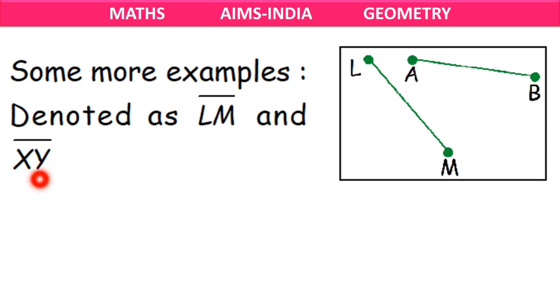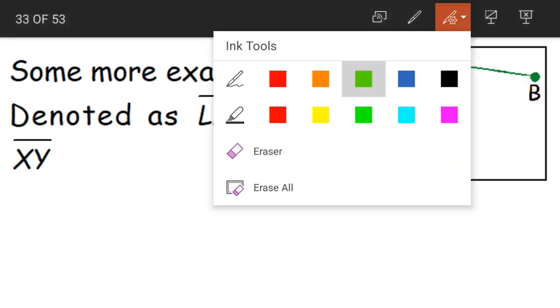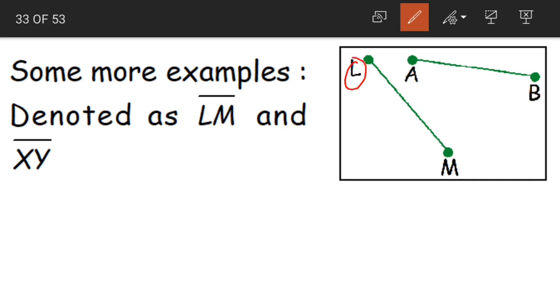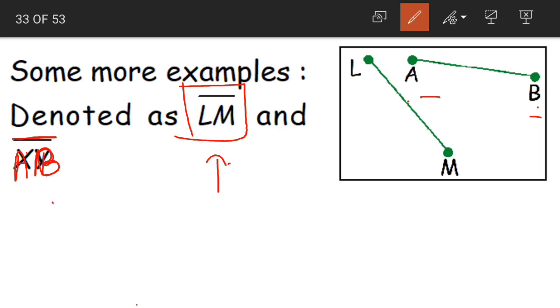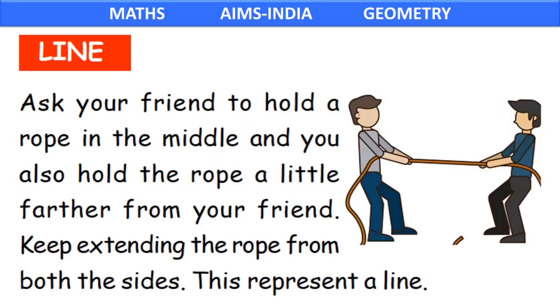Now some more examples are line segment LM and line segment AB, and look at how they are denoted. See, LM, and above LM we have drawn a small line. So this is nothing but line segment LM. You have to read it as line segment LM. Now coming to the next one, AB. Here it should be AB. It's not XY. Yes, AB, and upon AB we have drawn a small line. So that means it is nothing but line segment AB.